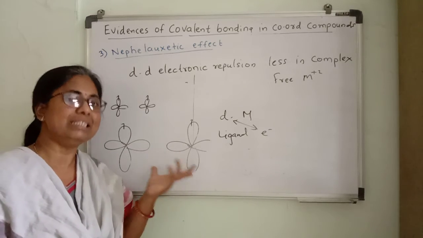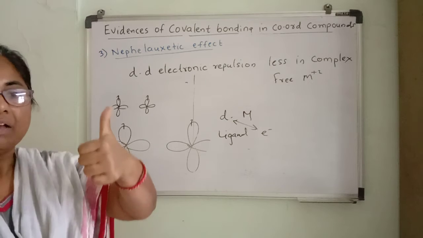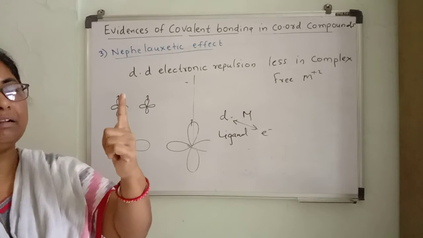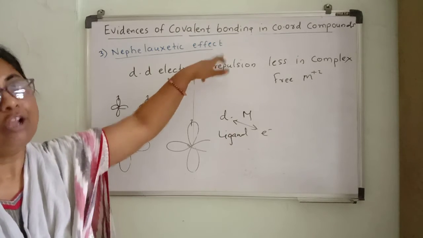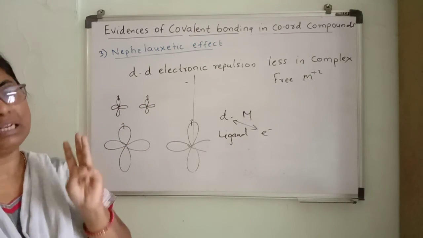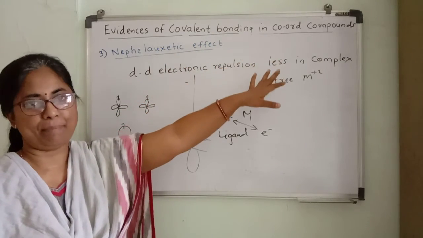From this we conclude that we have studied three evidences: one is ESR spectra, second is d-d intensity, and third is the Nephelauxetic effect. From these three evidences we conclude that there is covalent bonding in complex compounds.